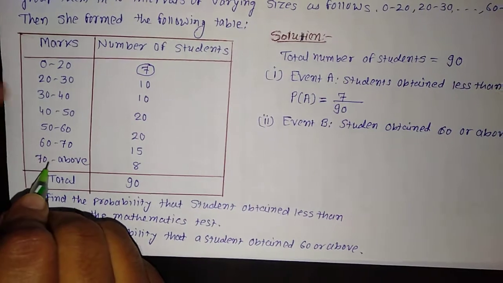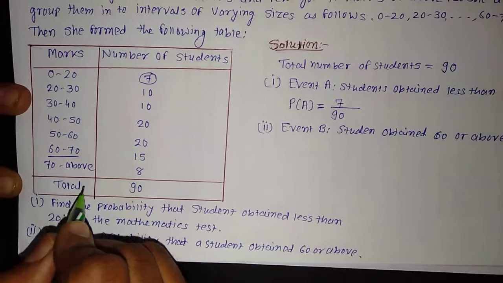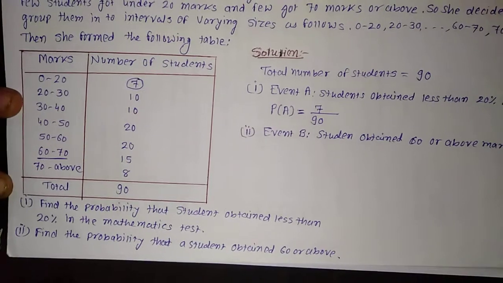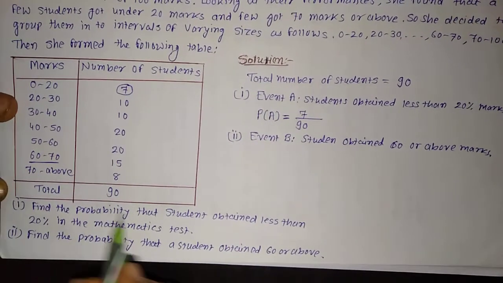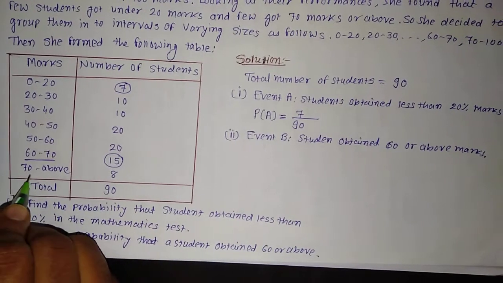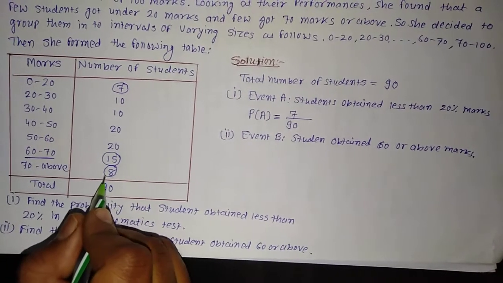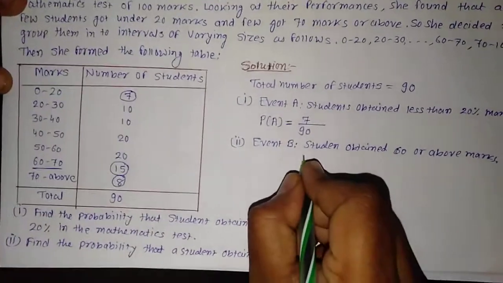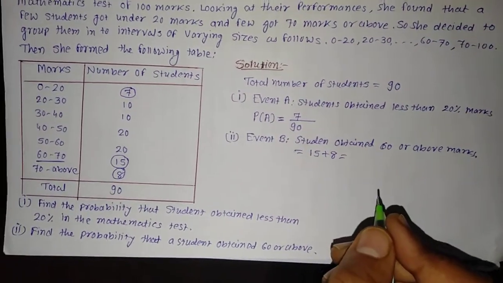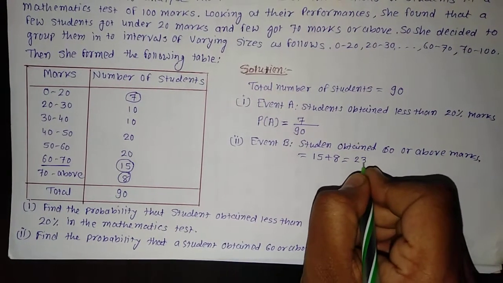60 or more means it includes this category 60 to 70. They have not mentioned less than how much, but they have asked us to find the probability that a student obtained 60 or above. Means this category, these 15 students are there, as well as all those students who got more than 70 will also be included in that. Means there are two categories of students we need to add. So we'll write it, that is equal to what? 15 plus 8. What is 15 plus 8? Can you tell me? It is equal to 23.